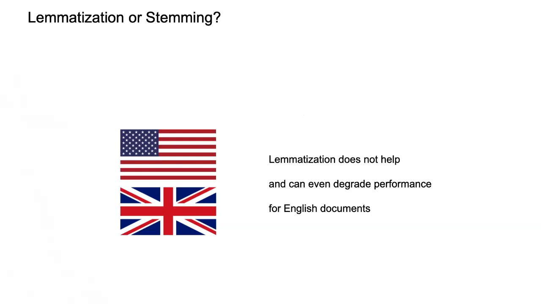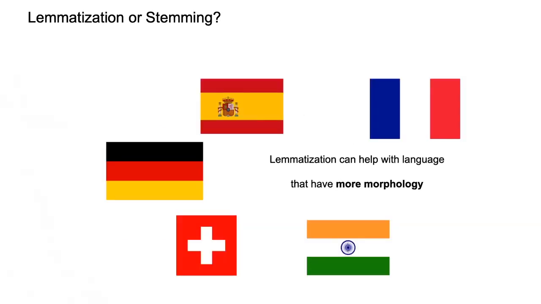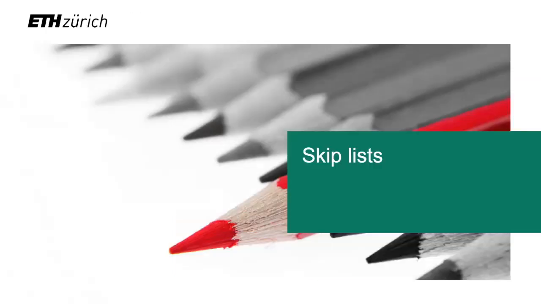In English, we know that stemming is very powerful. If you have a language like Spanish, German, French, Hindi, here morphological analysis works better. So here you want to use lemmatization rather than stemming. It's going to be much higher quality when you actually look things up, all right?